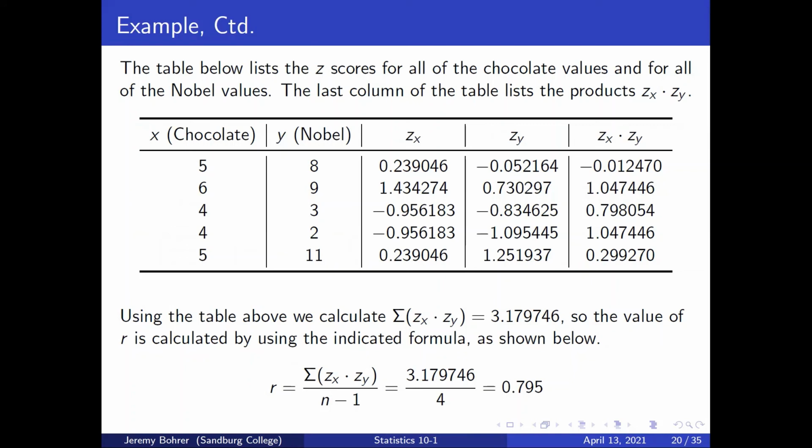Using the table above, we calculate sigma Zx times Zy equals 3.179746. So the value of R is calculated by using the indicated formulas as shown below. R is again 0.795 approximately.